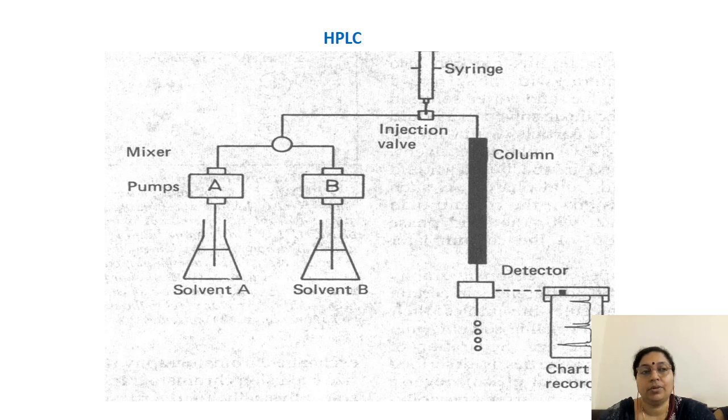This is a block diagram of an HPLC instrument. So the HPLC instrument has four different major components: one is the solvent system, then the injection port, column and detector. In addition to that, there is a chart recorder or a readout or probably a PC. So these are the different components of an HPLC instrument.